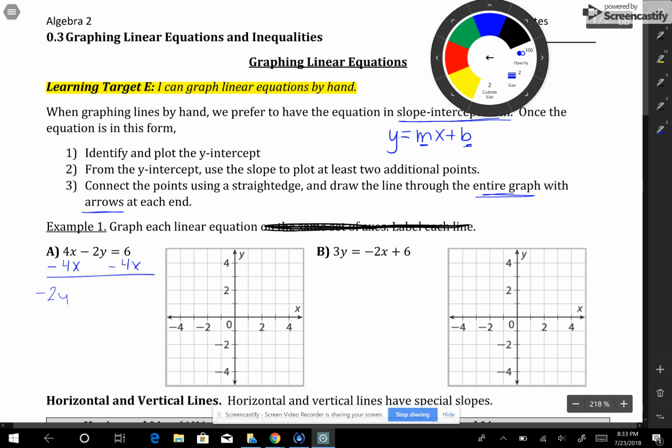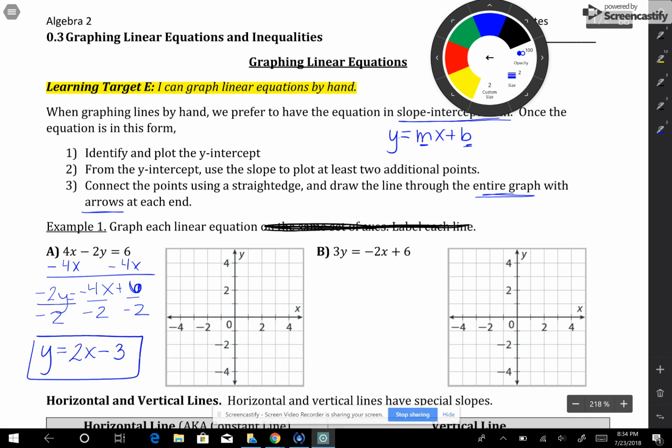That leaves me with negative 2y equals negative 4x plus 6. I always like to write my x term before my constant term so that it's already kind of ready for slope-intercept form. I have one more step. To get y by itself, I need to divide by negative 2. I divide every single piece by negative 2. And when I do that, I end up with y equals a positive 2x minus 3. And now my equation is in slope-intercept form.